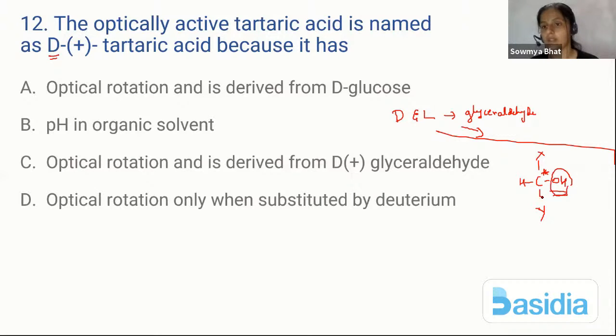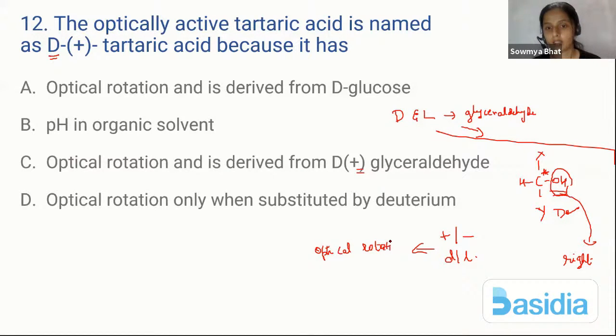Decide where the OH is. This is on the right hand side. This refers to dexter, that's D. And if any other compound, say the tartaric acid, has an OH group on the right side of the last chiral center, then it is named as D. So this D is from the glyceraldehyde, and the plus and minus symbols, or small d and L, they can be denoted this way also, they refer to their optical rotation.